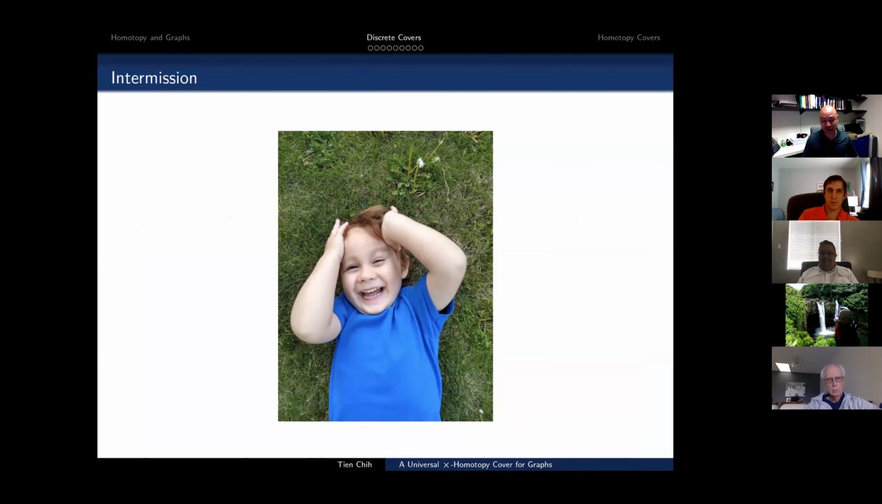And then because we're in this intermediate break, here's a picture of my son for no reason. So that's the kid who was mean to Laura.